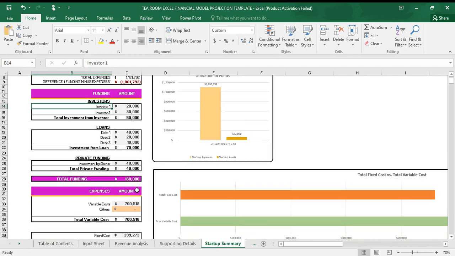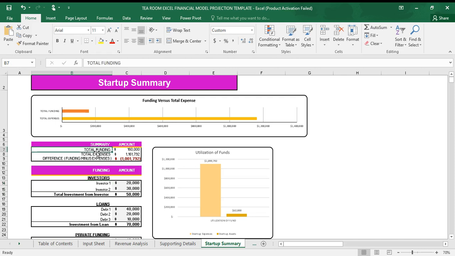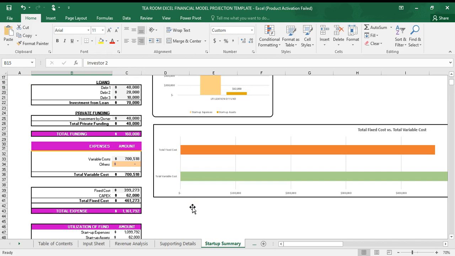Next is your startup summary. Here we have compared the funding and expenses of the first year of operations of the business, and we have also included graphs for easy analysis.